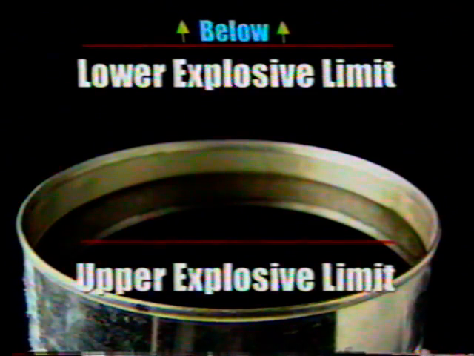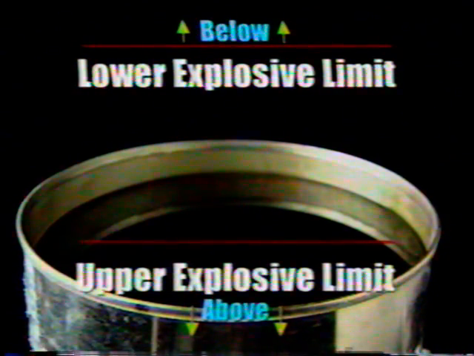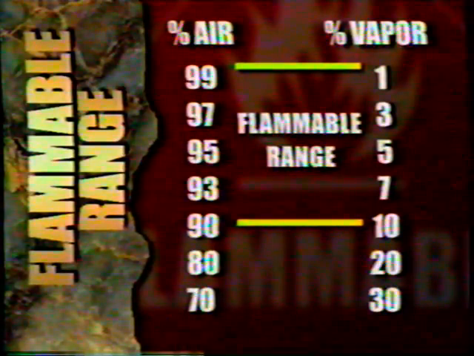The lean end, where the minimum percentage of fuel in air exists, is known as the lower explosive limit, or LEL. The rich end, where the maximum percentage of fuel vapor in air exists, is called the upper explosive limit, or UEL. Below the LEL, there is not sufficient fuel available for ignition. Above the UEL, the mixture is said to be too rich to burn.